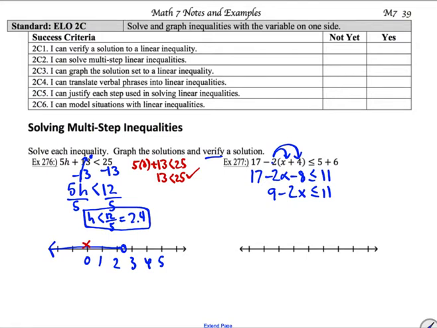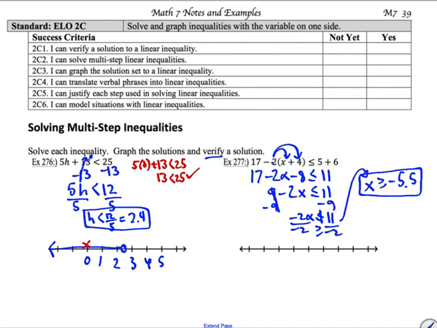Okay, we have simplified both sides. Now we need to get the variable term by itself, the negative 2x. We can do a negative 9 on both sides. And this gives us negative 2x is less than or equal to 2. If you divide by the negative 2, dividing by a negative requires you to switch the sign. And negative 2 divided by negative 2 is 1, so 1x greater than or equal to 11 divided by negative 2 is negative 5.5, or negative 11 halves. Okay, this gives us our answer.